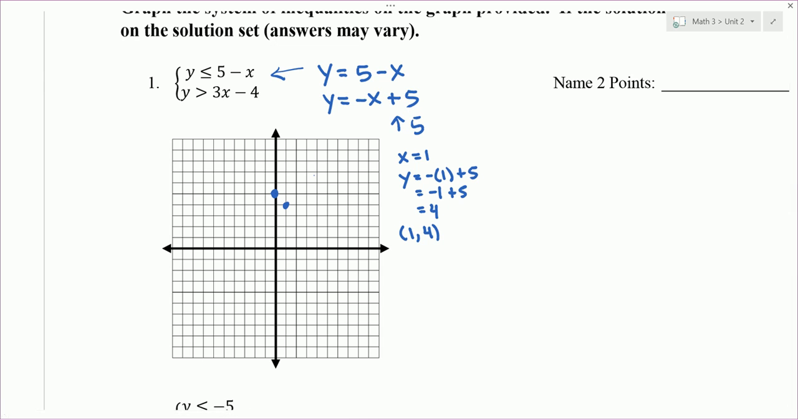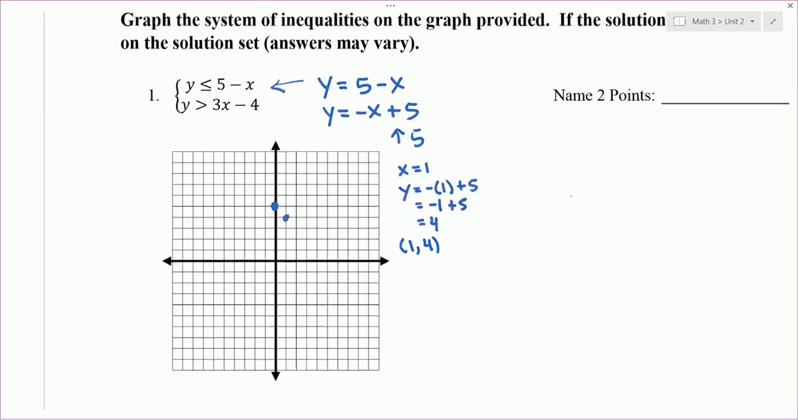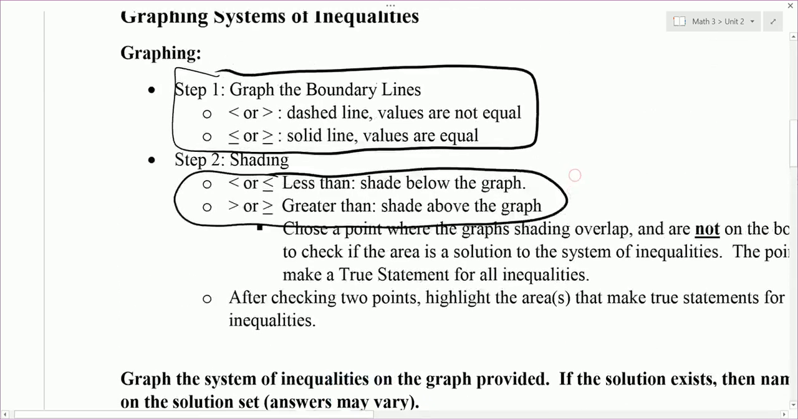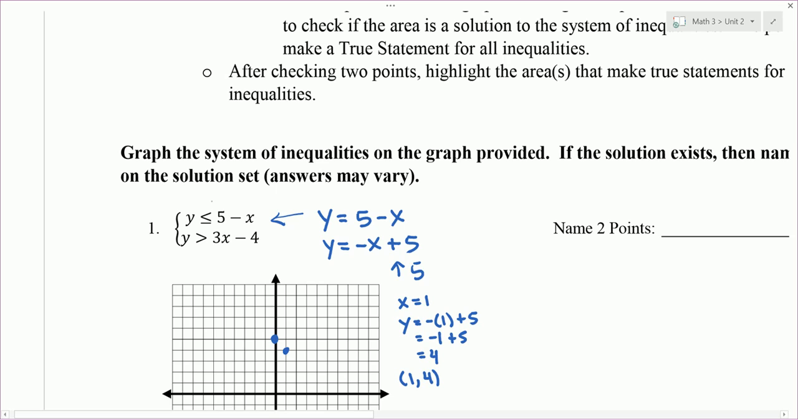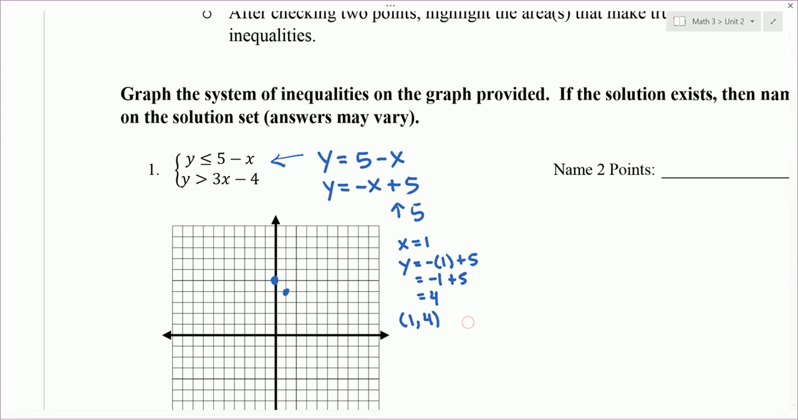This is the point where we've got to stop and say, okay, it's not an equation. I've got to go back up and ask the first question. Question 1, is it going to be dashed or solid? So we look at our symbol. We have a less than or equal sign. Because it has that equal, it's going to be solid. So we graph it just as is.